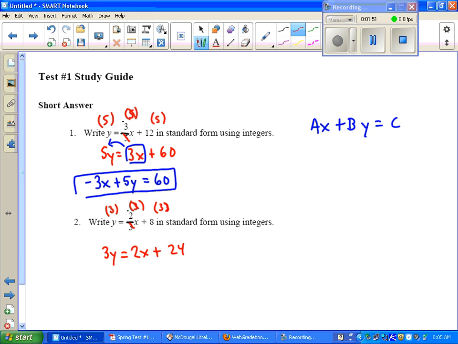Again, the only part that's out of place is the 2x term. That needs to go to the left side of the equation. It's positive 2x, so it becomes negative 2x plus 3y equals 24. Notice we didn't change anything with 3y or with positive 24. They just stay as positive. So your final answer for number 2, negative 2x plus 3y equals 24.